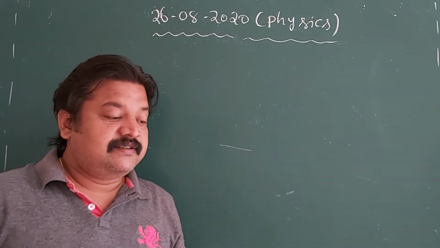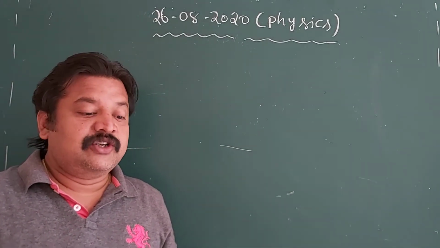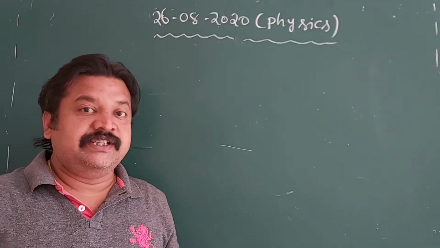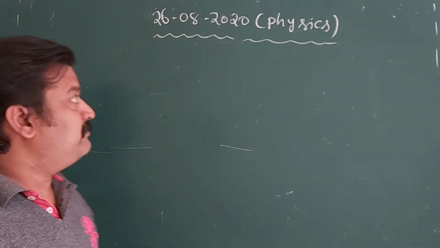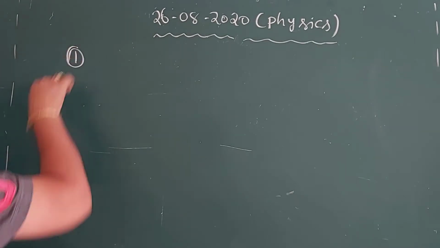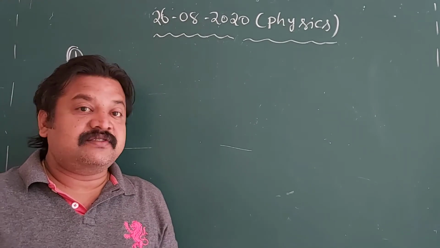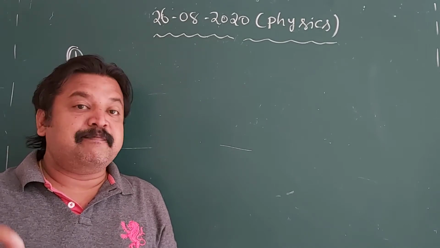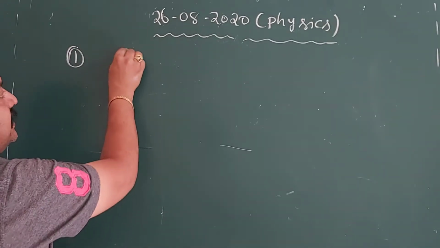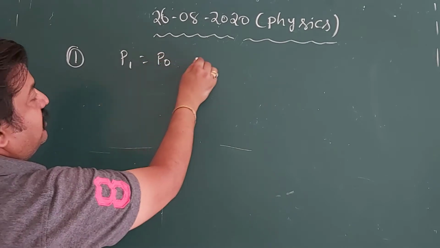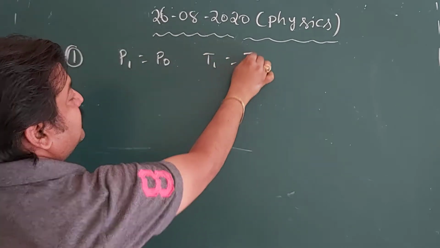Dear students, let us discuss the 26/8/2020 physics assignment. Question number 1. A sample of gas in a box is at a pressure P0, temperature T0. So initial pressure P1 is equal to P0 and temperature T1 is equal to T0.